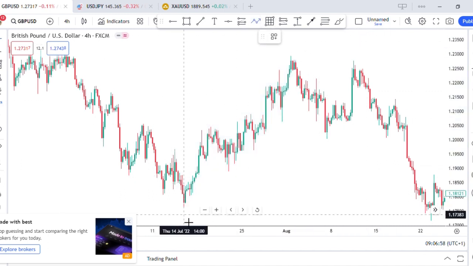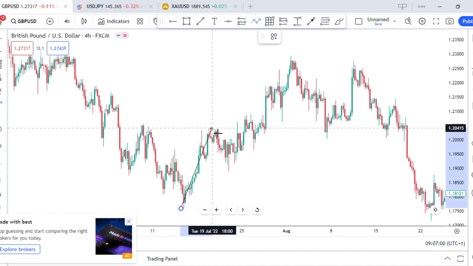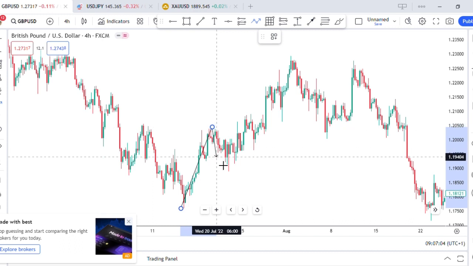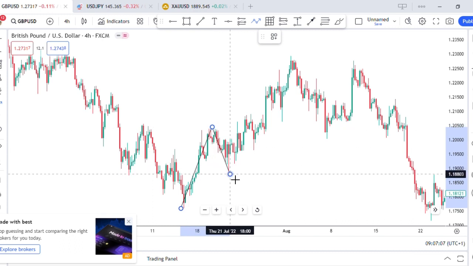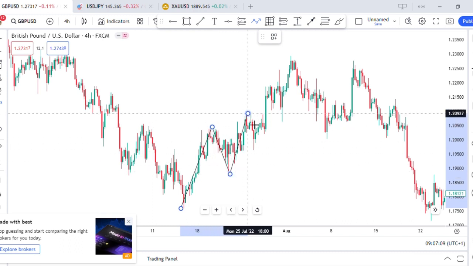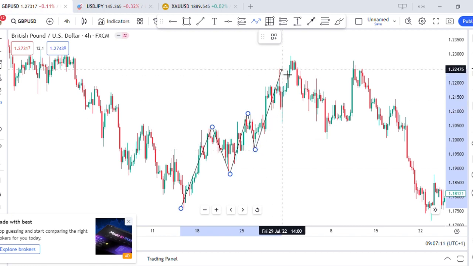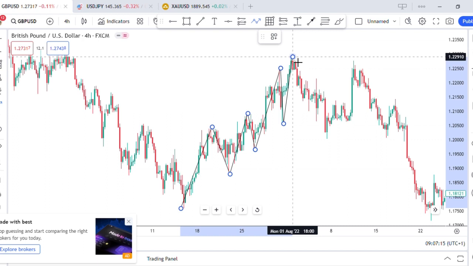So we have a nice impulse movement giving us a higher high. Then after the higher high, we have what? Higher low. Then we have another higher high. Then another higher low. Then another higher high. Then another higher low. Then another higher high. Then what happened next?